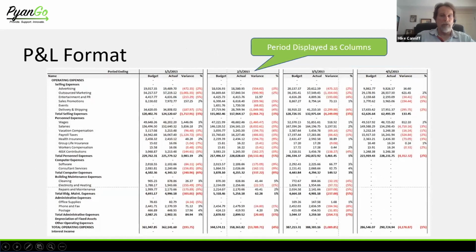Usually periods are displayed as your columns. So again, now we've got this broken out with monthly. So I've got January, February, March, my budget, my actual, my variance amount, and my variance percent, right? So a little bit more detail here, but still in that P&L format.